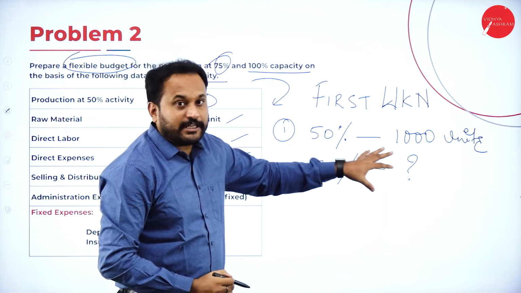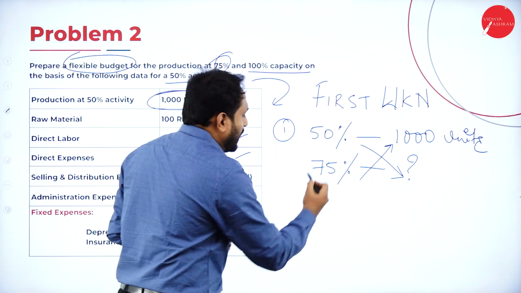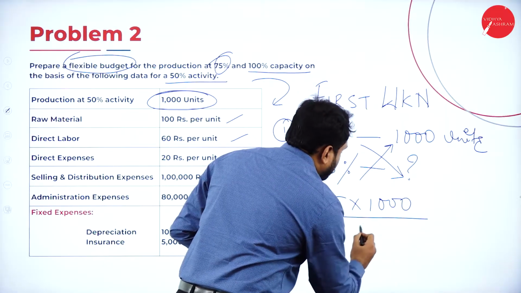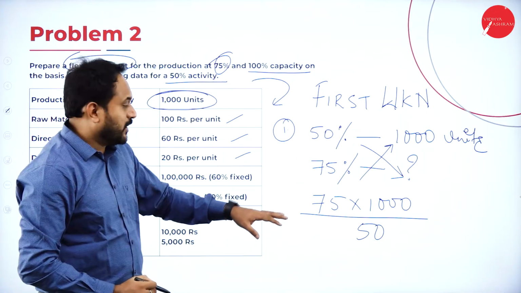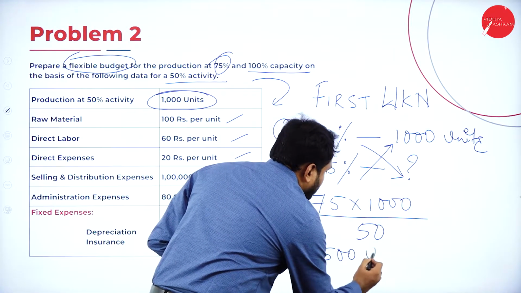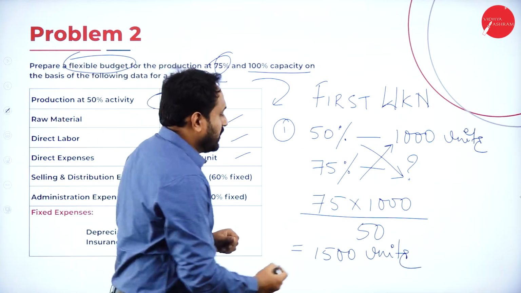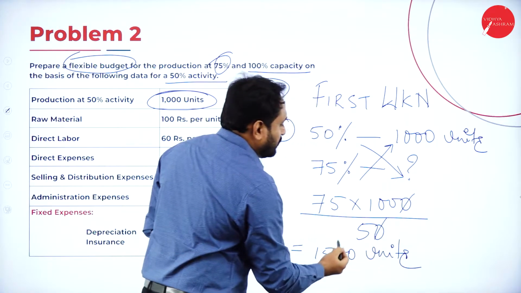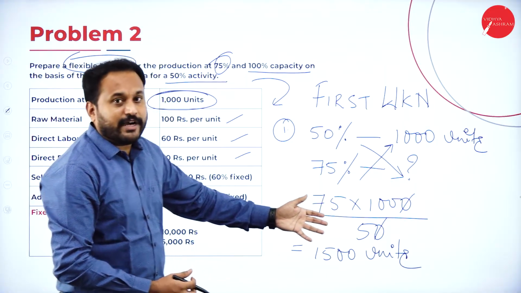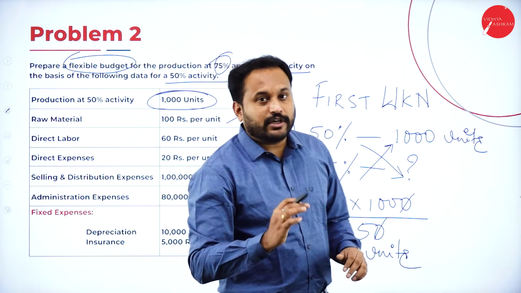So I told you how to find this. You are supposed to go with a cross multiplication, that is 75% here and this here. So 75 into 1,000 divided by 50. This is equal to 1,500 units. So we know how exactly we got this. You can go with a calculator, and it's a very simple one where we'll get 1,500 units. So this is the first working note.